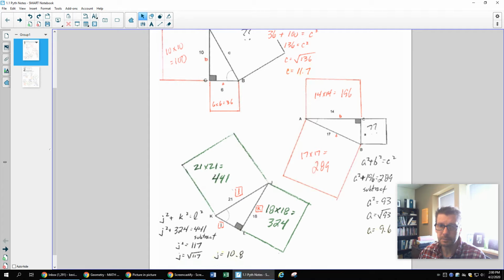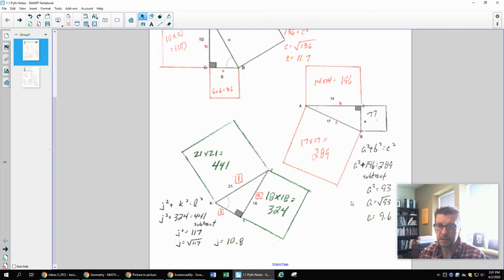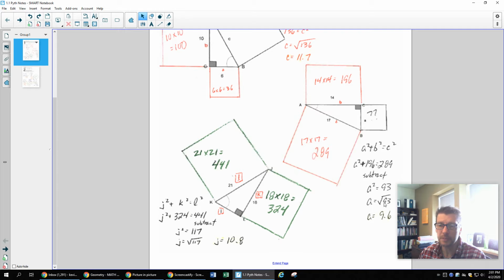So in my formula, a squared plus b squared equals c squared, a is the one that I don't know, so that's a squared. My b squared is 14 times 14, so it's 196. And my c squared is 17 times 17, so it's 289. So instead of adding these two squares this time, I'm going to subtract because I'm not finding the biggest one. I'm finding one of the smaller ones. So I subtract these two numbers. I get 93. So the length of my side is 9.6.